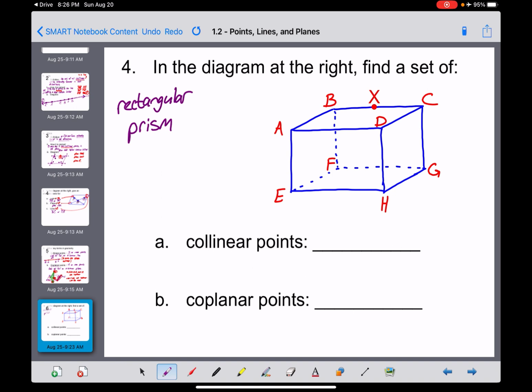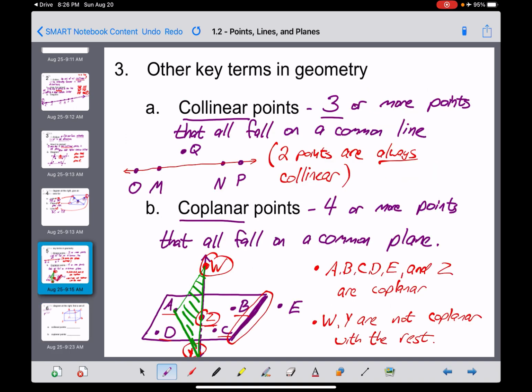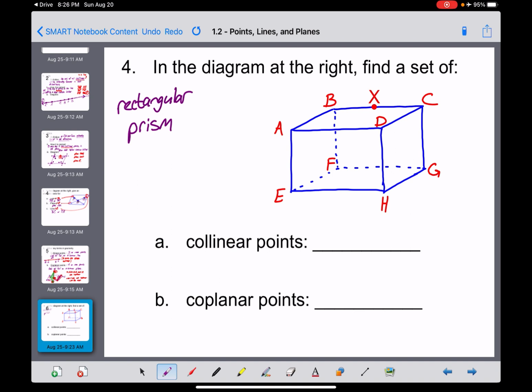We want to come up with a set of collinear points. So remember, collinear points, 3 or more that all fall on the same line. And I think, you might be able to tell here, there's only one answer to this question within this diagram. The only set of 3 points that all fall on the same line would fall on this back edge right here that starts at B, passes through point X, and goes to point C. And of course, if we wanted to make a line out of that, we could just extend it forever in both directions. Our only collinear points here, guys, are B, X, and C.